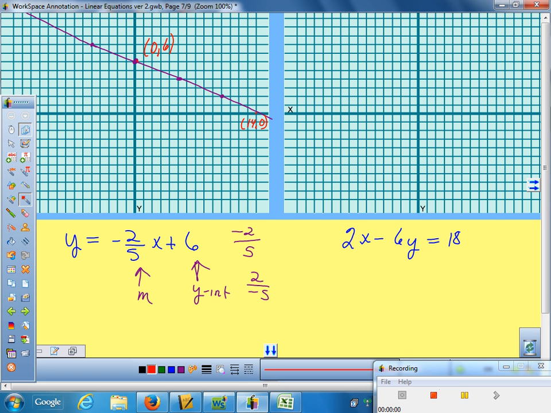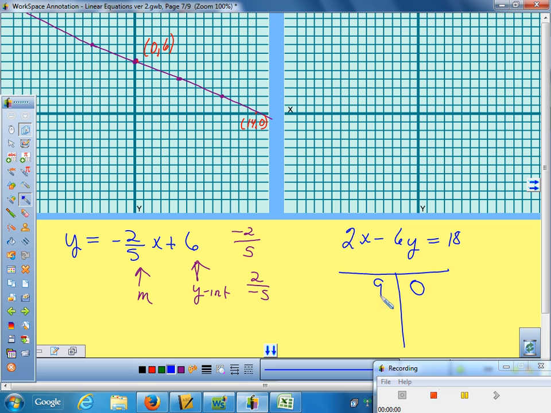Okay, so if you're in standard form, the easiest way to graph it is to substitute a 0 in for each variable. So I'm going to put 0 in for y. If I put 0 in for y, isn't that whole term gone? And I'm left with 2x equals 18. Can you solve that? 9. So therefore I have the point (9, 0).